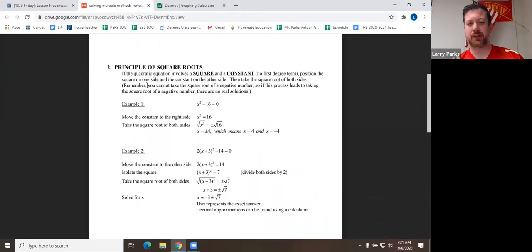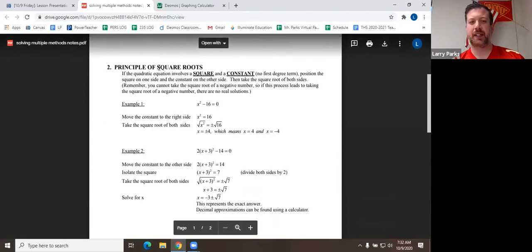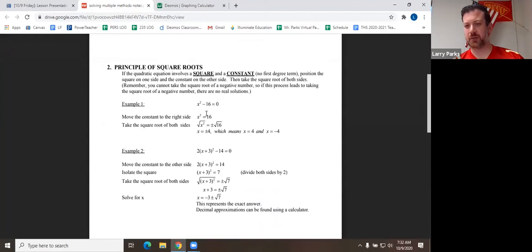Principles of square roots. The only time you can really use this is if you have a square and a constant. And so that would be when you're missing the x term. So if you're missing the x term, then you can use square roots. And you can see basically you just move the 16 over, take the square root of both sides. So it's pretty simple.